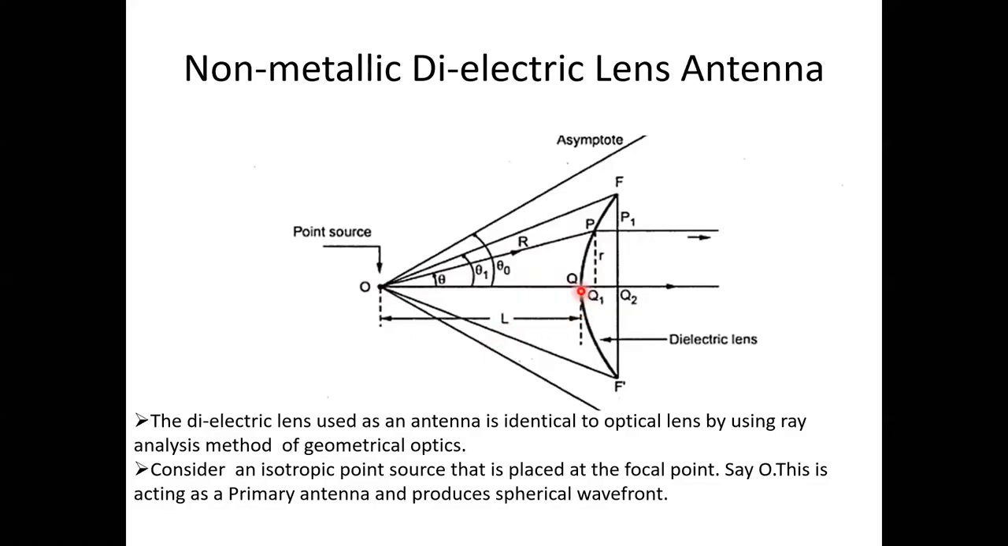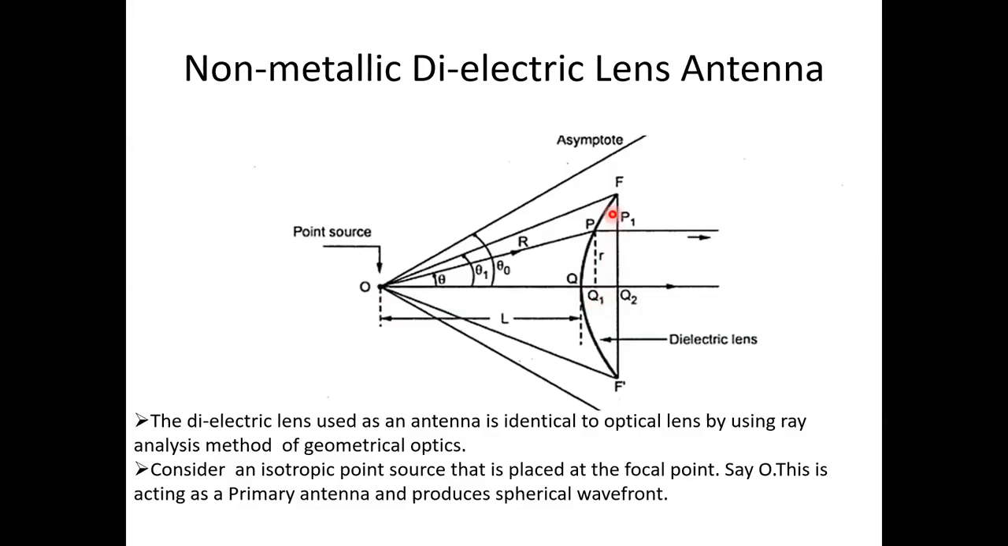Now we have to find out this distance QQ1. From the triangle OPQ1, OQ1 is equal to R cos theta, since it is the adjacent side. So this total OQ1 will be equal to R cos theta. But we want the distance QQ1, so QQ1 will be R cos theta minus L.